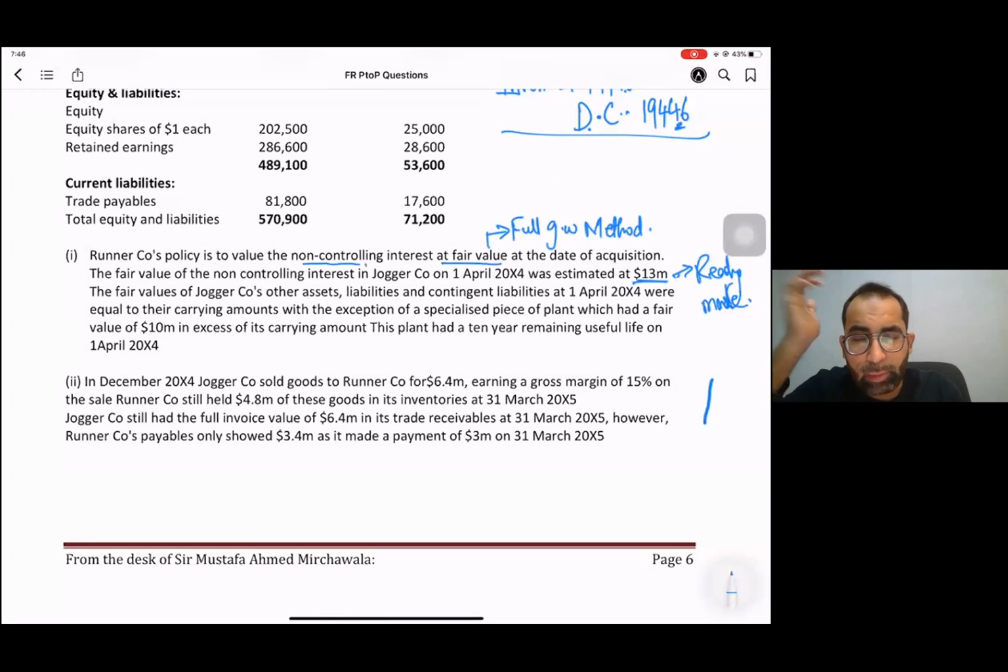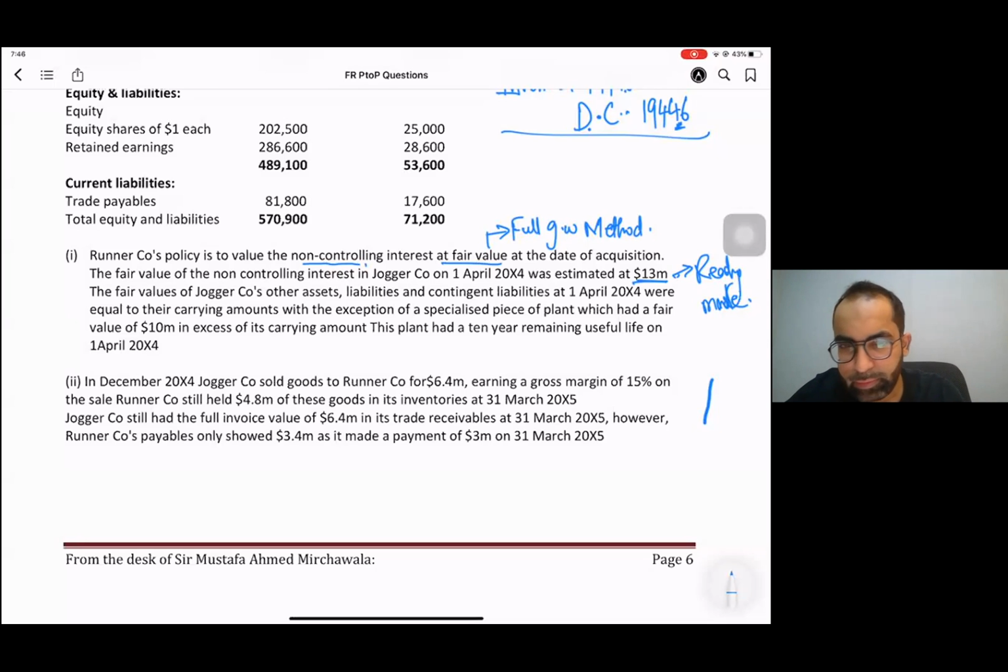Now I have a question. Come on, no need to sleep. Listen, this fair value of NCI goes at two places. Can you write? Fair value of NCI at acquisition. Yes. Number one in goodwill calculation. Number two in NCI calculation. Very good. Excellent. In goodwill calculation it goes, and in NCI calculation also.